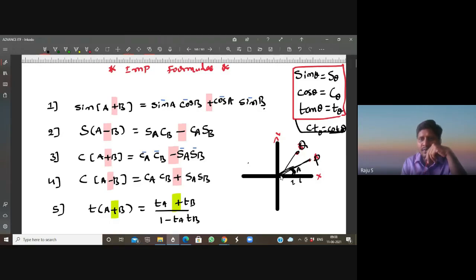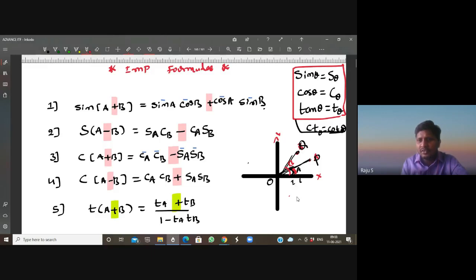Then in the same way, OQ, this is the point O, OQ also can make an angle. I'm taking it as B, capital B, the angle between OQ and OX with respect to the x-axis. This is OA, when I see here. So what about this?